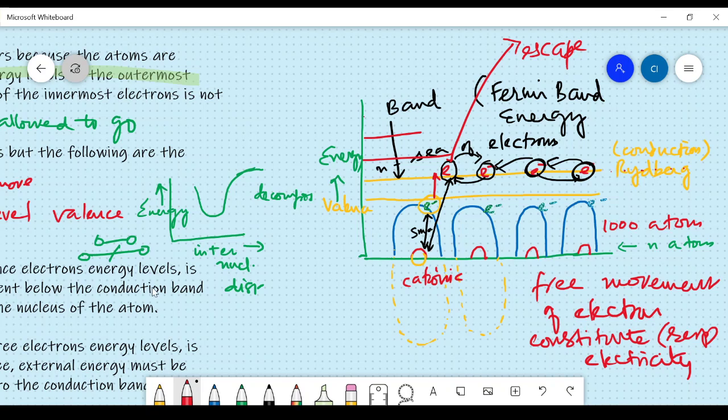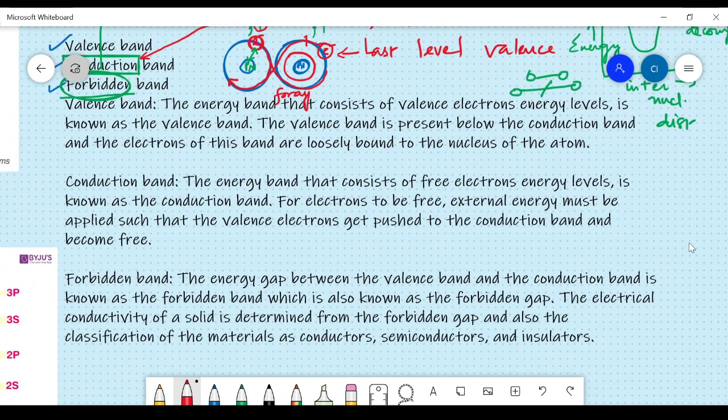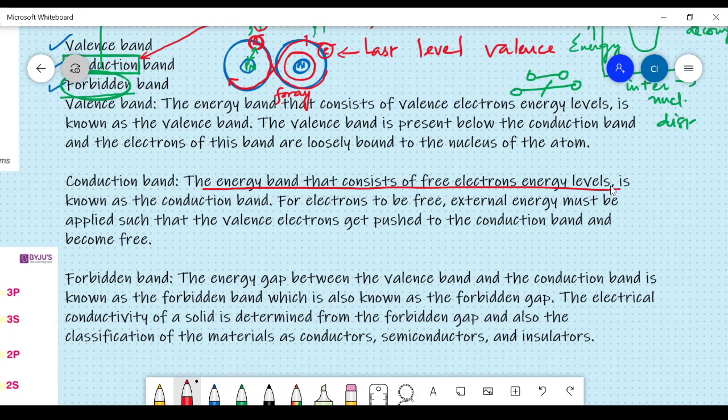Okay, so an electromotive force is required for the movement of the electrons. So let us see what this is to describe the bands. You have the conduction band, the energy band that consists of free electrons and energy levels. For electrons to be free, external energy must be applied. External energy means heat and sometimes light, and the electrons can be pushed into the conduction band.